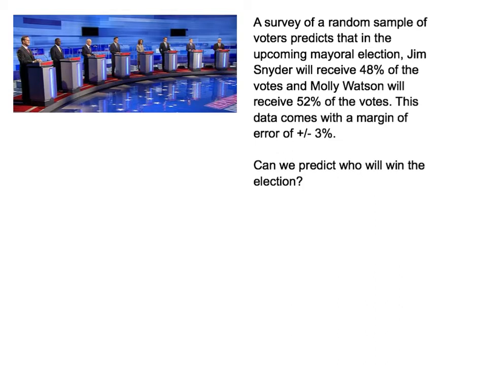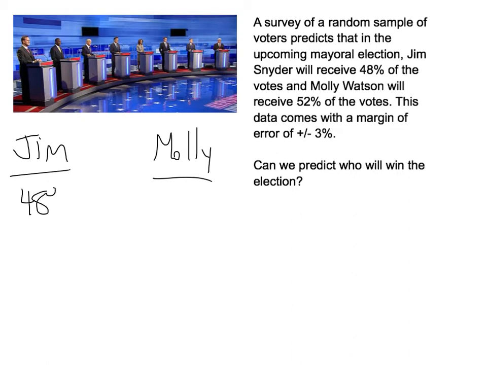So let's split this up into both candidates. Okay, so we're going to talk about Jim Snyder, and then Molly, right? Now the survey predicts that Jim will receive 48% of the votes. But again, that comes with the caveat that there's a margin of error of plus or minus 3%. So what is 48 plus or minus 3%? Well, that'd be 45%. What's 48% plus 3%? Well, it'd be 51%. So really, because of the margin of error, Jim's probably going to receive not 48, but between 45 and 51. Maybe he'll get exactly 48, but it could be anywhere from 45 to 51.